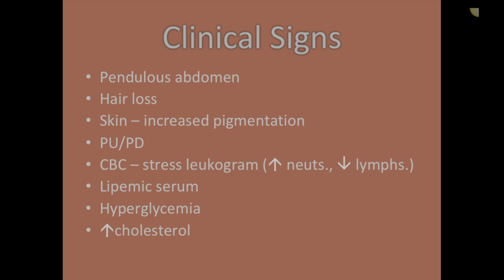They get PUPD. Upon CBC, they will have a stress leukogram visible, so they will have an increase in neutrophils, decrease in lymphocytes. They often have lipemic serum. They have hyperglycemia because that cortisol is interacting with the liver to create more blood glucose to be circulated through the blood, and they also have an increase in cholesterol.